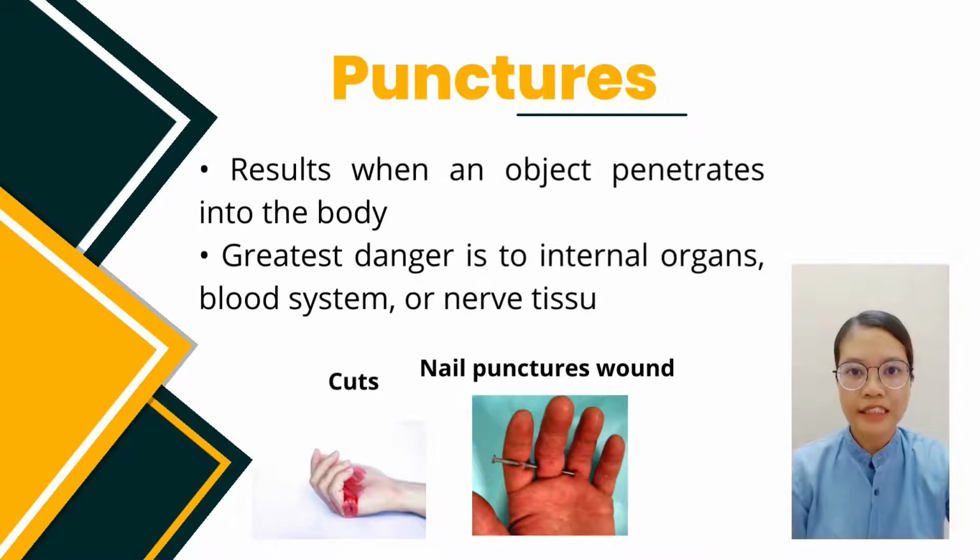Next injury is punctures. Punctures happen when an object penetrates into the body. It is a greatest danger to internal organs, the blood system, or human nerve tissues.